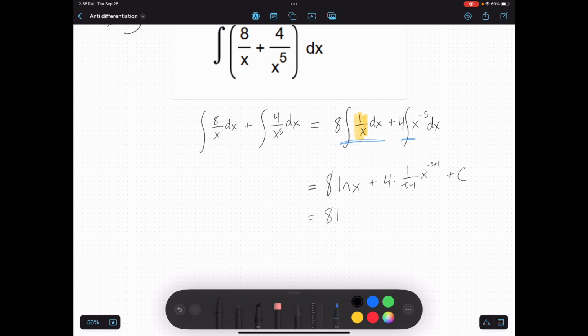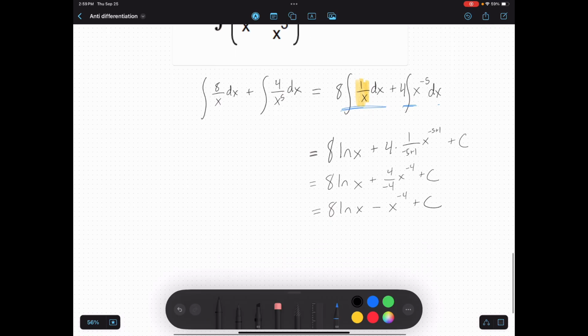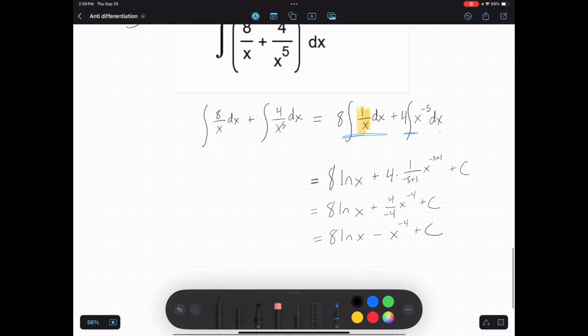So let me simplify that second piece. I get -5 plus 1 is -4, so I get 4 over -4, x to the -4 plus c. And of course, 4 over -4 is just -1. And there's my antiderivative. So the reason I wanted to go over this one is just to make sure you recognize that when you see 1 over x, you're not using power rule. That's your special case where it just becomes the natural log of x. But if you see 1 over x to a power, then you can switch it to a negative exponent and then just use the power rule like normal.